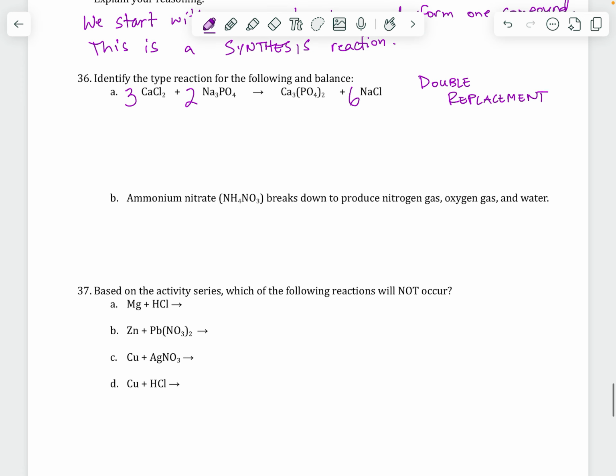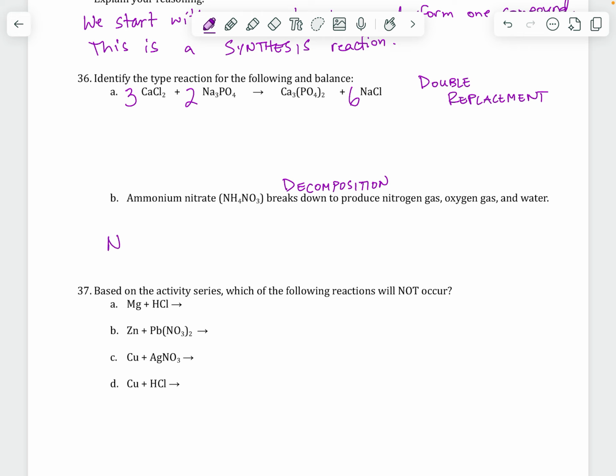Ammonium nitrate breaks down to produce nitrogen gas, oxygen gas, and water. This is a very rare time where I will give you something that produces more than 2 substances, but it's nice to have one of these once in a while. So breaks down, that tells me that this is a decomposition. Decomposition, because it's breaking down, because we're starting with 1 thing.